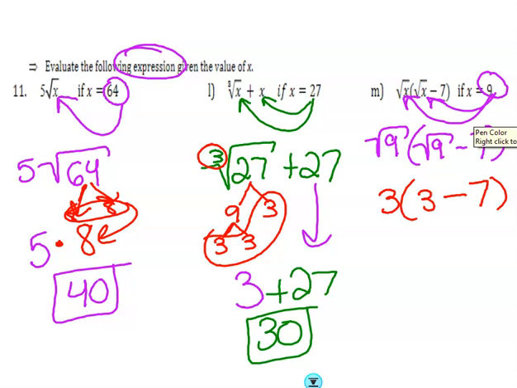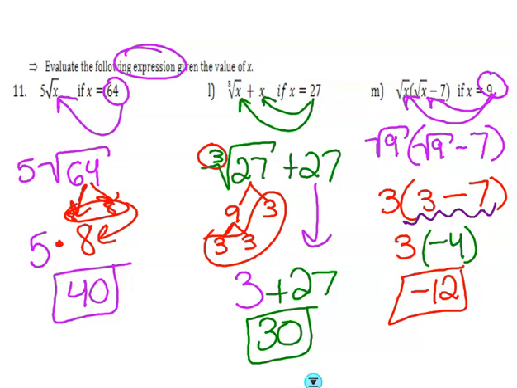PEMDAS tells me that I need to do parentheses. Well, parentheses and grouping are kind of all together. So first I do the radical. Now I'm going to do the parentheses. 3 minus 7 is negative 4. And then bring down the 3 in the front. 3 times negative 4 is negative 12.